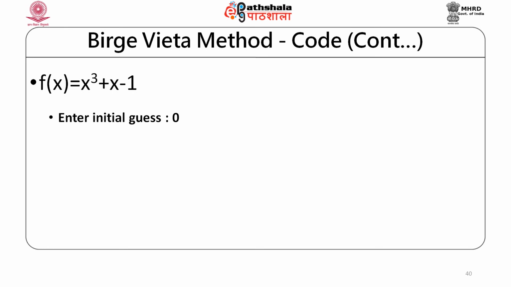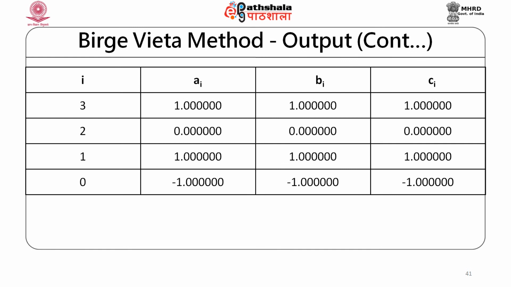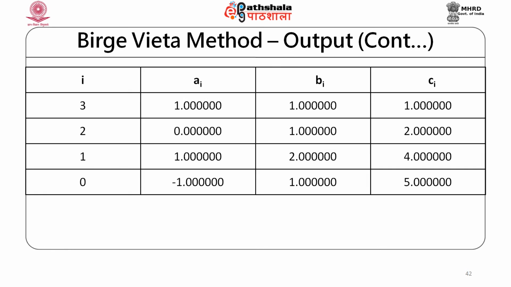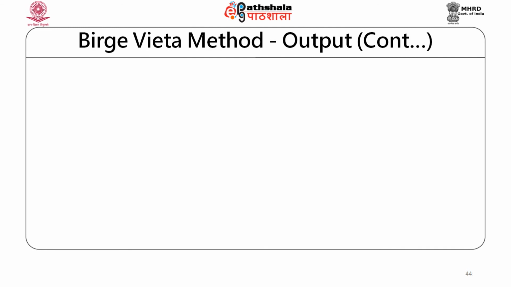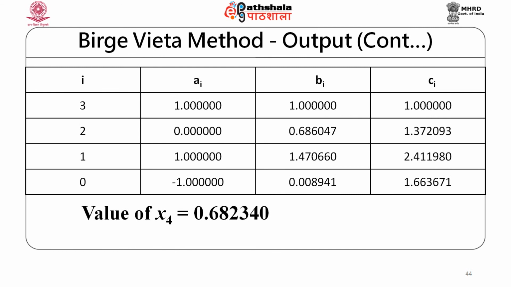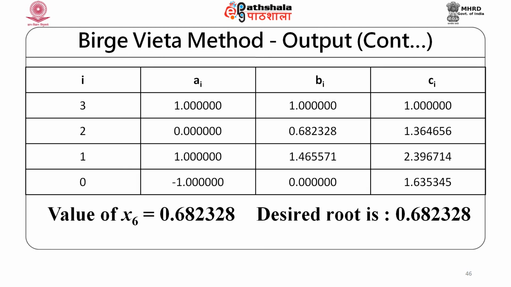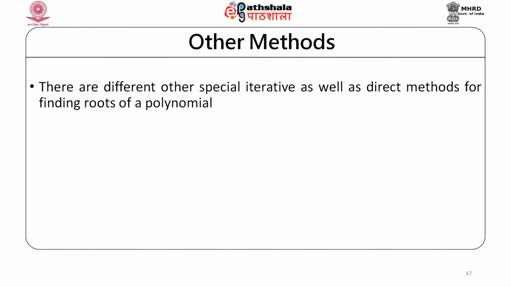Similarly, if we take x cube plus x minus 1 equal to 0 with the initial guess as 0, this is how we get the subsequent values of a3, a2, a1, a0 determined by the polynomial, and b3, b2, b1, b0 and c3, c2, c1. And our next iteration value is 1, and then x2 is 0.75, x3 is 0.68047 and x4 is 0.682340, x5 is 0.682328 and it becomes constant to 6 decimal places. So, this is how the Birge-Vieta method can be employed.